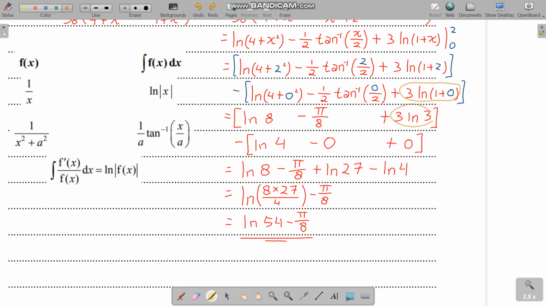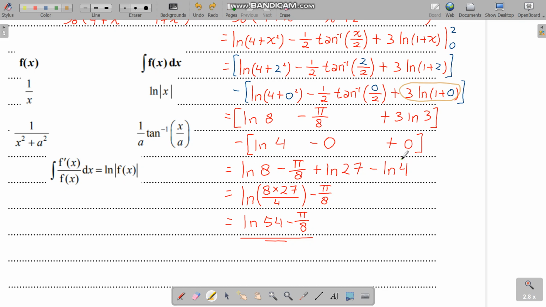And for this guy here, we use the logarithm rule. We can move this coefficient or this number inside the argument. It becomes the power of this 3 here. So 3 to the power of 3 is 27. That's why we get ln 27. Okay, and we still have minus ln 4.